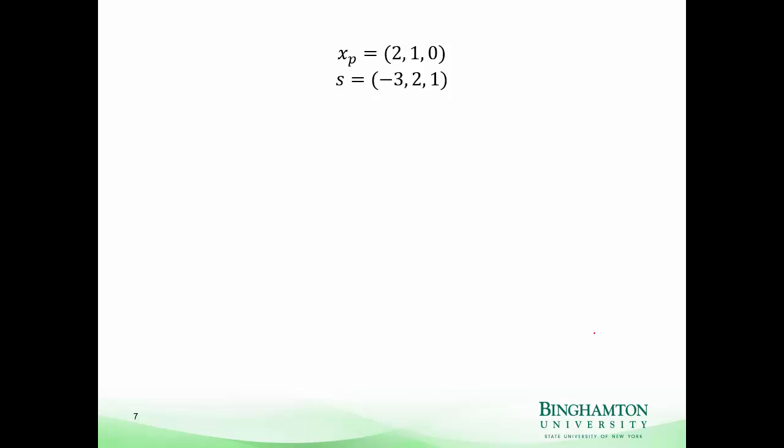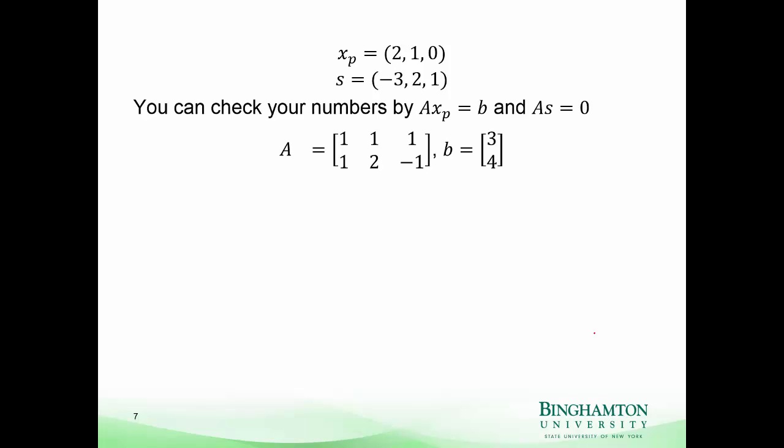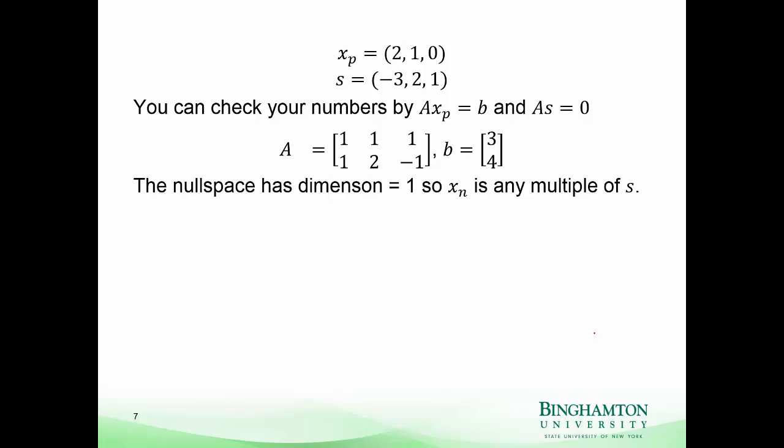So there's what we've got. xp is equal to that (2, 1, 0). Our null space is any multiple of that s vector. And so we can check those. We plug those in with these numbers, and you can verify that those do indeed work. The null space, as I just said, has dimension of 1, since we have just one special solution. And it's the space that is spanned by this vector. So any multiple of s lies in that null space.